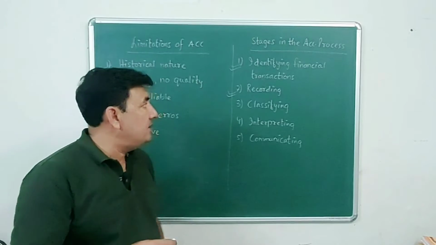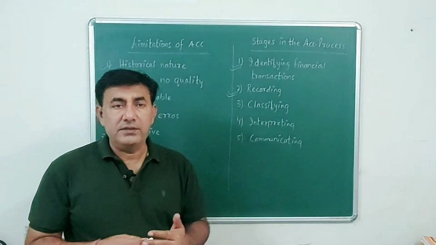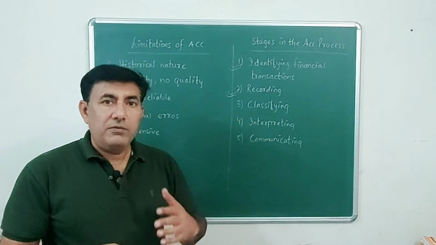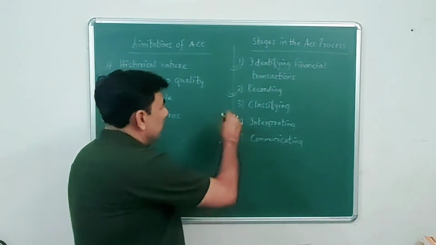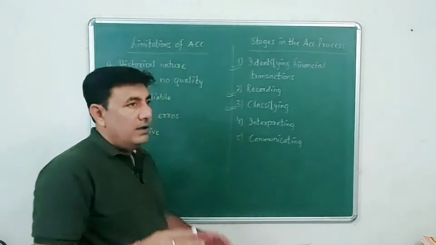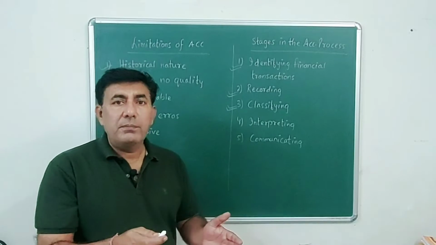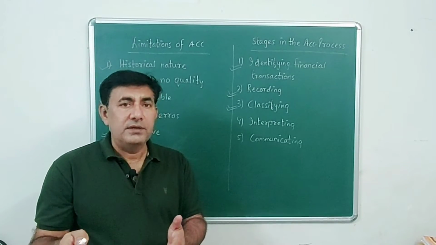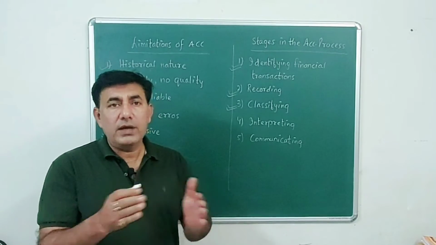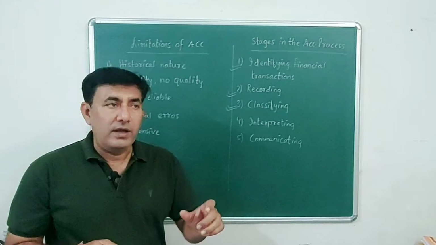So the next step is to record these transactions chronologically, date wise, so that we can refer to the information as and when we require. Then comes classifying. We will group the data. For example, all the cash transactions are grouped in one place, and all the purchase transactions are classified in one place. So it is very important to classify the financial transactions so that we can record them accordingly.